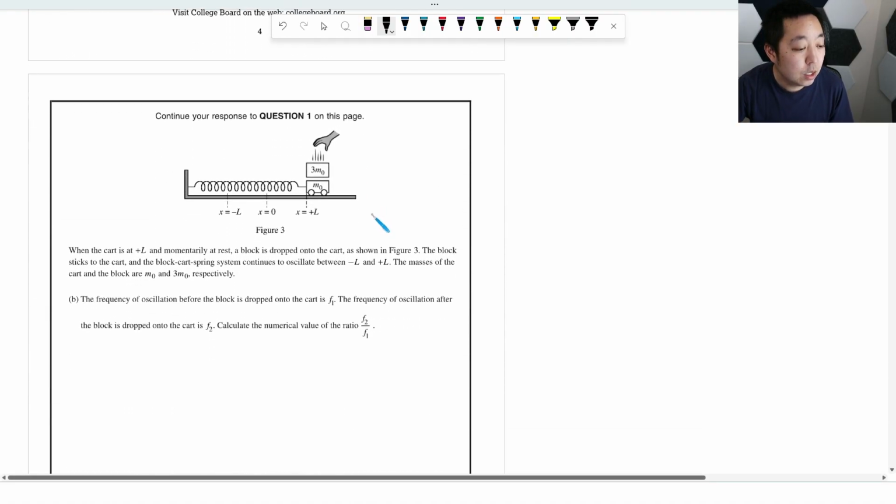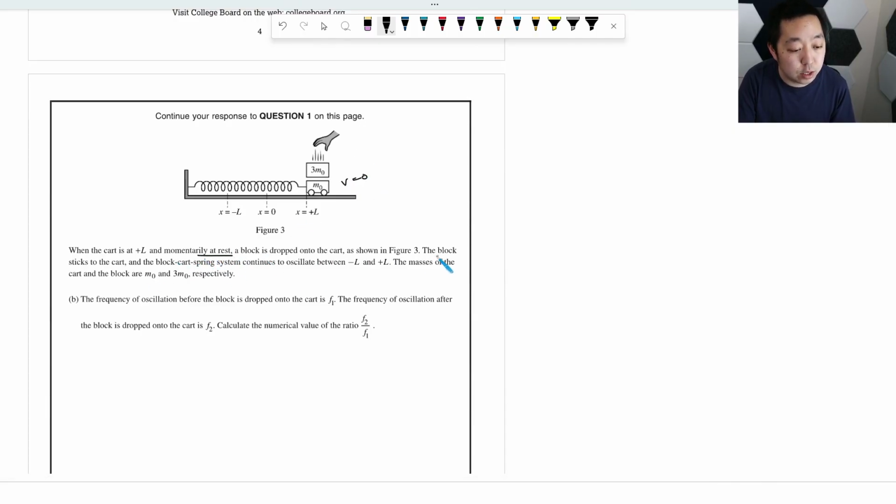All right, when the cart is momentarily at rest at plus L, so the v is equal to zero, a block is dropped onto the cart, as shown in figure 3. The block sticks to the cart, and the block-cart system continues to oscillate between negative L and plus L. The masses of the cart and the block are m0 and 3m0, respectively. The frequency of oscillation before the block is dropped is f1, and the frequency of oscillation after the block is dropped is f2. Calculate the numerical value.